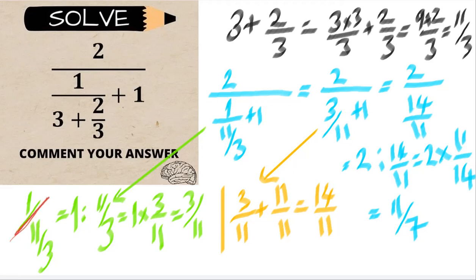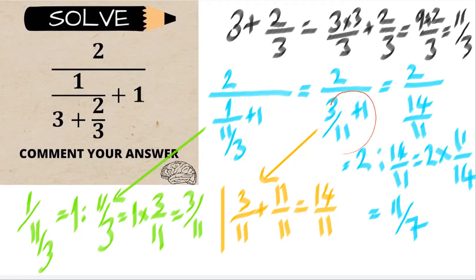1 over, this means division. So we can write it in the new form: 1 divided by 11 over 3. So remember, for dividing fractions, this division turns into multiplication, and we flip this fraction, so it becomes 3 over 11. So 1 times 3 over 11 is 3 over 11. So this becomes just 3 over 11.